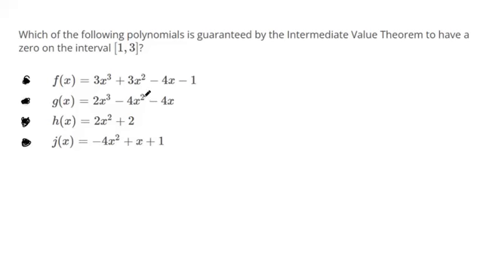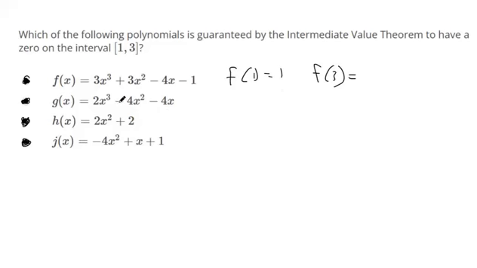So all you're doing for these is you're going to plug in 1 for x, see what you get. So 3 plus 3 makes 6. 6 minus 4 makes 2. 2 minus 1 makes 1. And then plug in 3 for x and see if the signs are opposite.